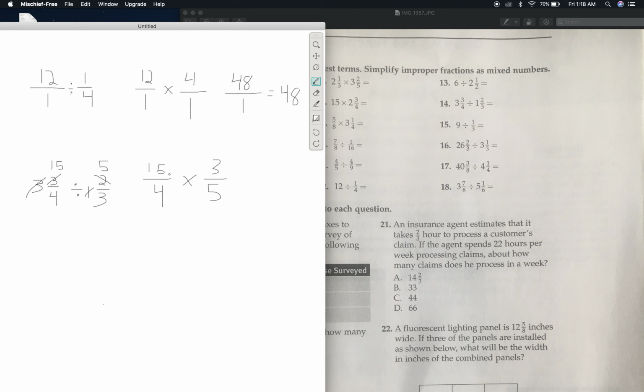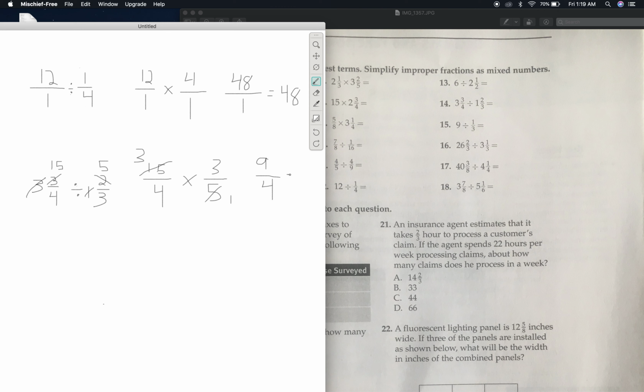So let's see if some of this can be canceled first. Is there a number that goes into 3 and 4? There is not, other than 1, but 1 doesn't count. This, yes, 5 goes into itself once, and 5 also goes into 15 3 times. So right there we just did the whole simplifying. So 3 times 3 is 9, and 1 times 4 is 4.